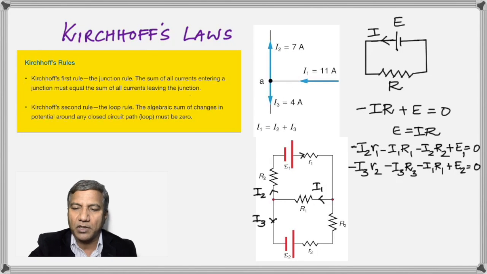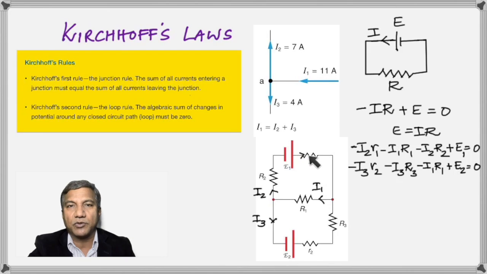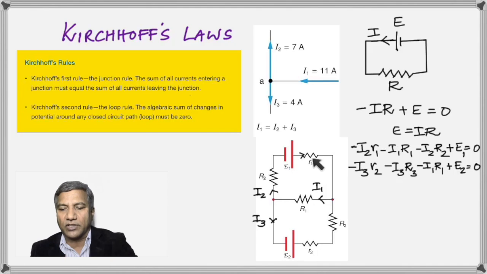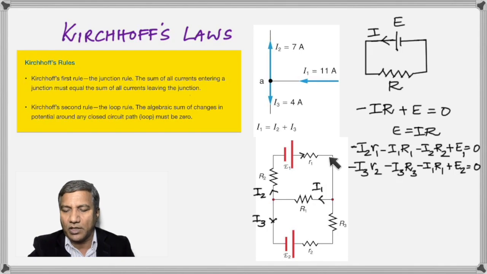So when you try to apply the loop rule in the top loop, once again we start from the positive and go in the direction of the current. So the potential drop here will be negative I2 R1, because remember the current through this entire branch here is I2. So the current from here till here is I2, and that's why then the potential drop here is negative I2 R1. Why is it negative? Because we're going in the direction of the current. So it's negative I2 R1.